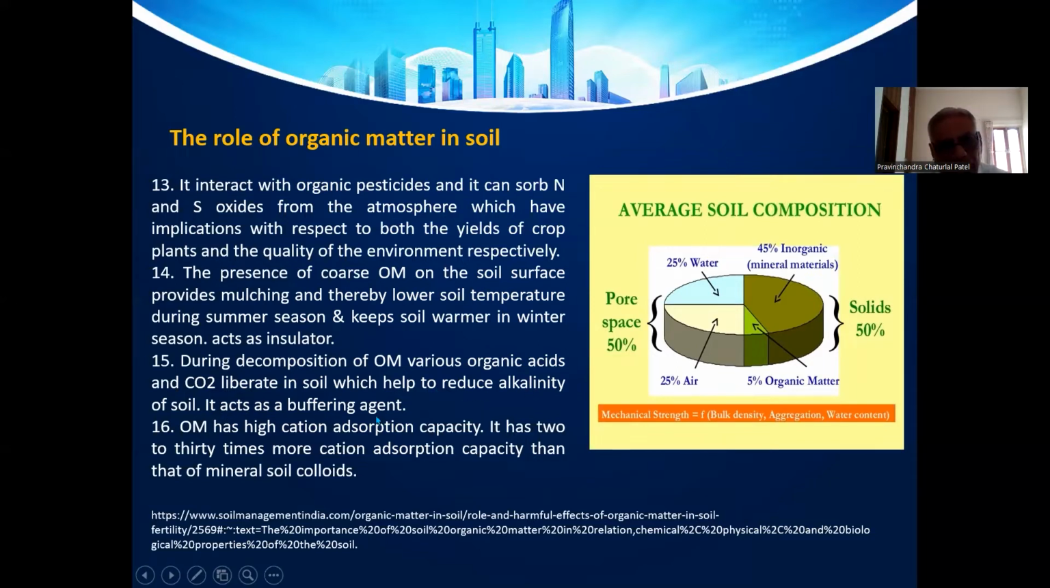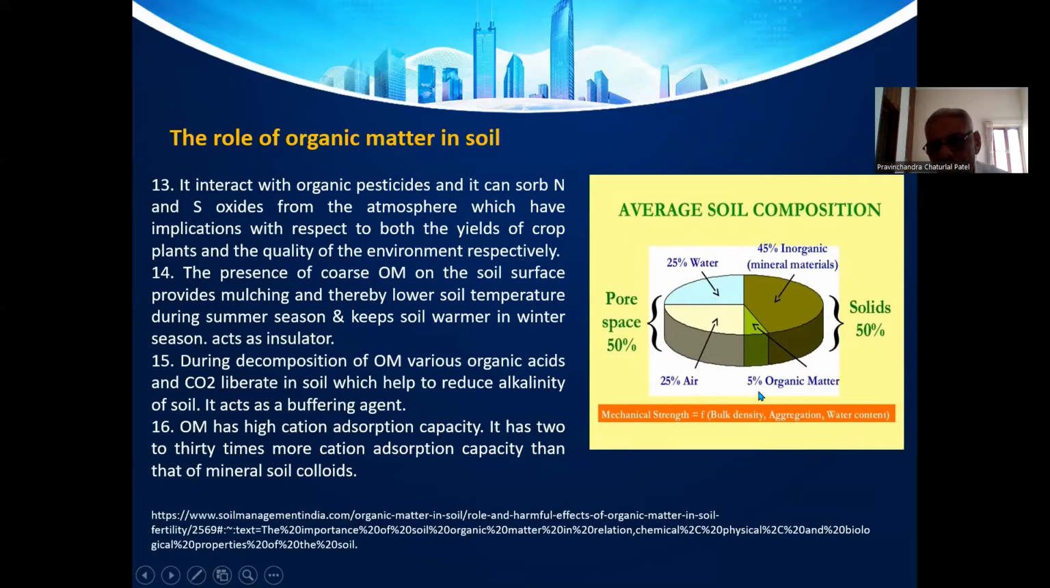It acts as a buffering agent. Organic matter has a high cation absorption capacity. It has 2 to 30 times more cation absorption capacity than that of mineral soil colloids. So you can see the average soil composition.